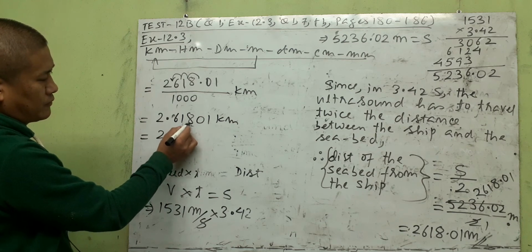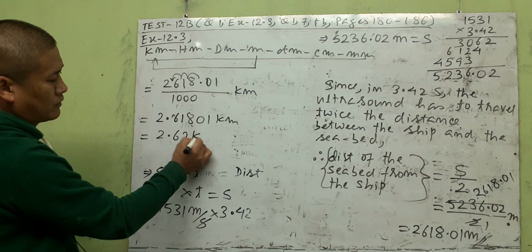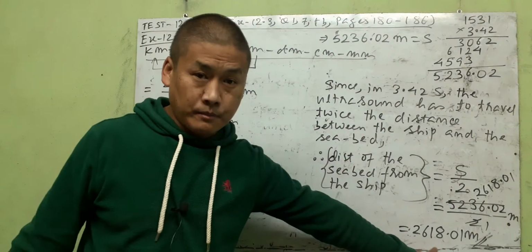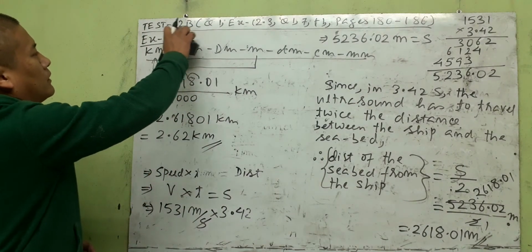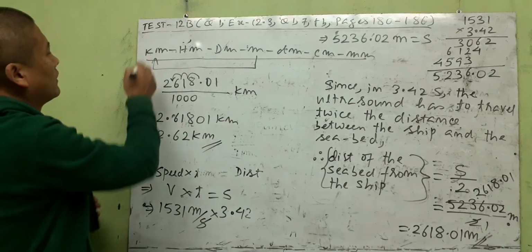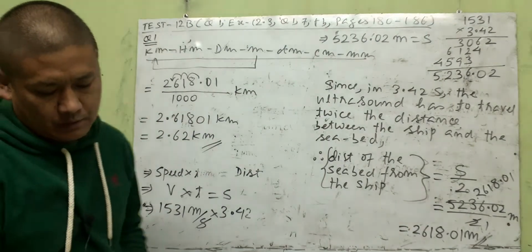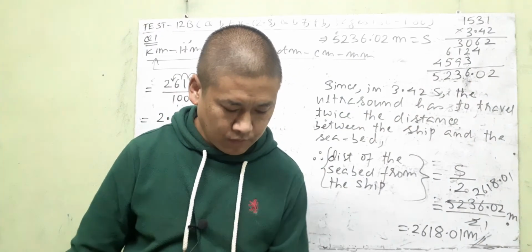If the third place is 5 or more than 5, then the second place will increase by 1, so 1 will become 2. So your answer in kilometer is this, or in meter. Okay, then the next question, similar type, question number 1, page 184. Okay, go there.